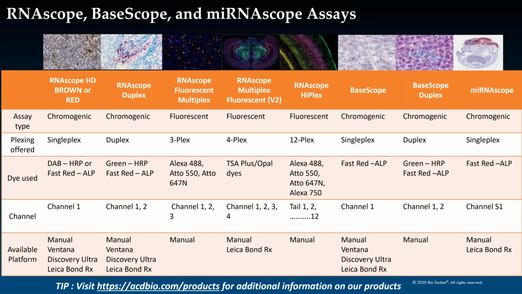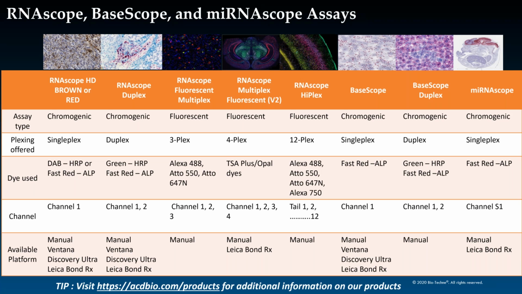This table summarizes all the assays that are currently available from ACD. Our RNAscope assays are available as chromogenic singleplex brown and red assays, and duplex assays on both the manual and automated platforms. The RNAscope multiplex fluorescent assay allows for the detection of up to 4 targets simultaneously in a single tissue section. The major difference between the 2 fluorescent assays is that the V2 assay uses fluorophores from Akoya Biosciences with signal visualization and provides a high signal-to-noise ratio, whereas the fluorescent multiplex assay is an all-in-one kit. The V2 fluorescent assay is also available on the Leica automation platform.